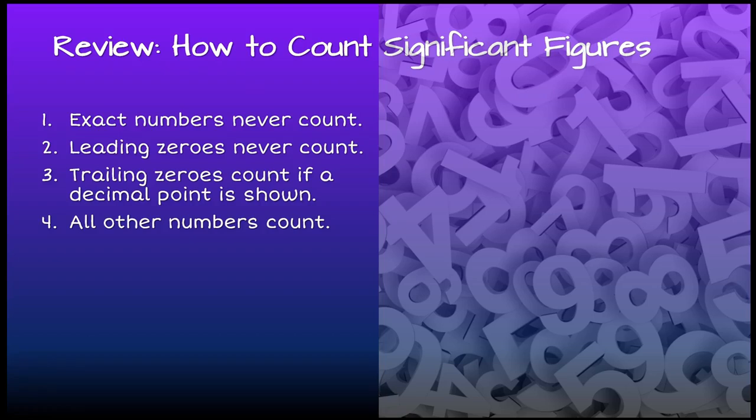Exact numbers never count when they're part of any calculation. We just ignore them. When we're counting how many sig figs we have within a measured value, leading zeros never count. And trailing zeros only count if there's a decimal point shown. It's the zeros where most mistakes are made, so it is worth remembering how to deal with both types of zeros. And finally, all other numbers count.